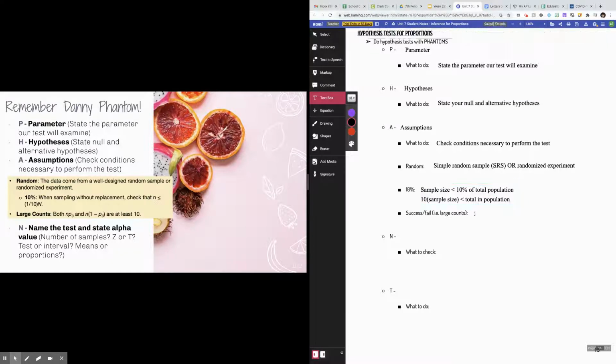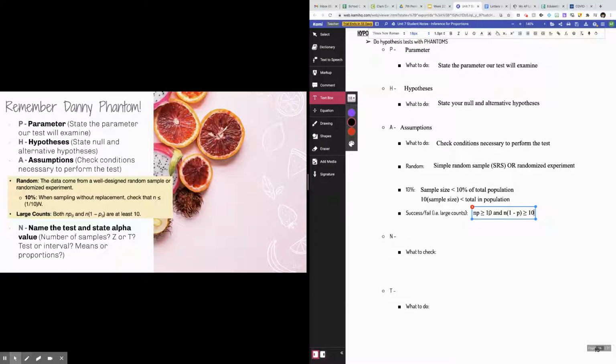And then the last one is success-fail, large counts, okay? Exact same formulas as before. We have to check to see if the number of successes and the number of failures are both greater than 10. So you're doing n p has to be greater than or equal to 10, and n times 1 minus p has to be greater than or equal to 10.